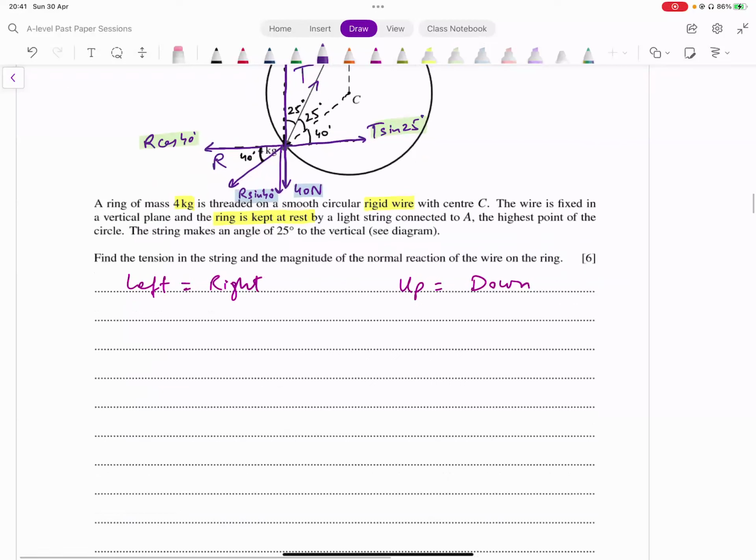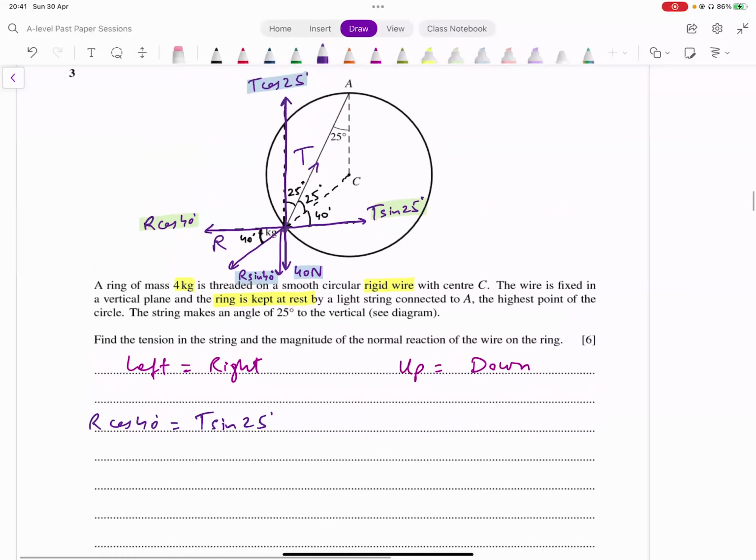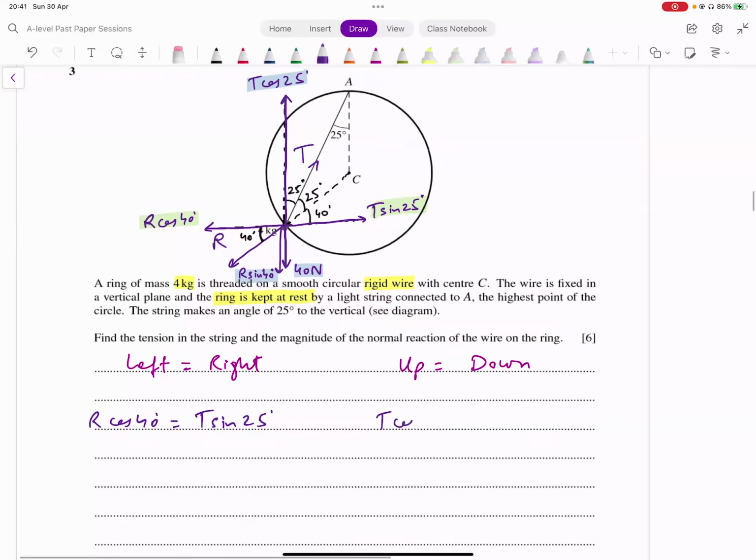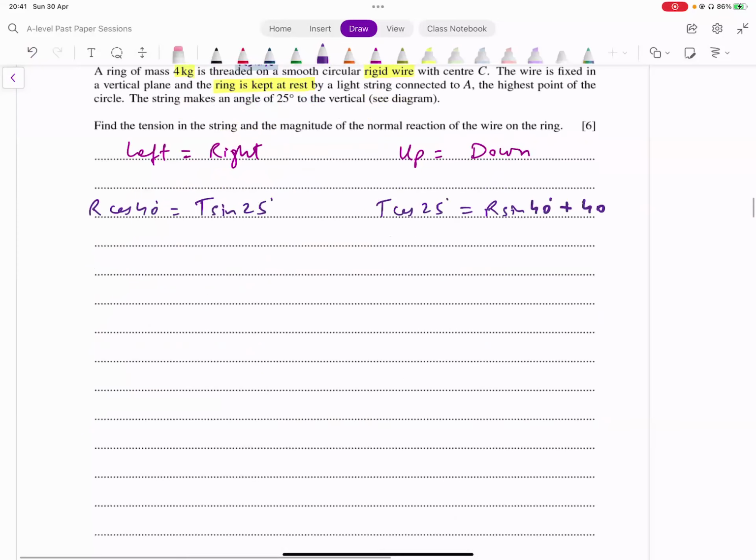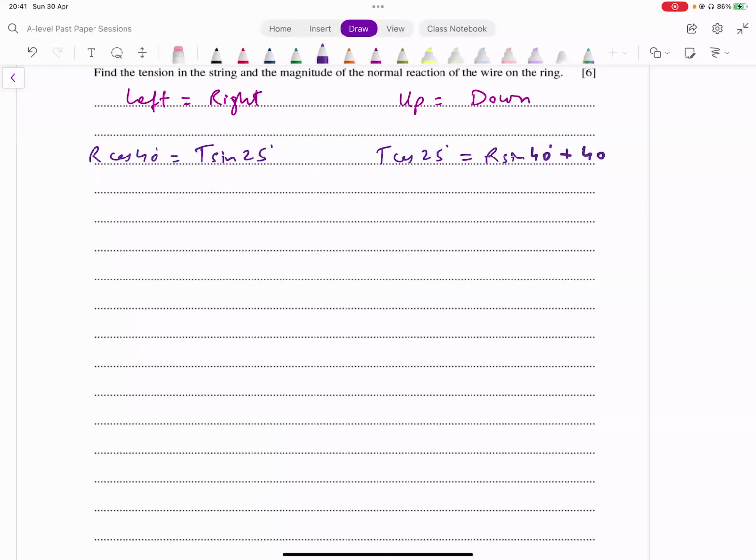Let's equate the opposite forces. Left पे we have r cos 40. On the right side we have t sin 25. That's one equation that we have. Upwards forces t cos 25. Downwards is r sin 40 plus 40. These are two equations that we have. All we have to do is solve these two equations simultaneously, and that is going to give us our result.